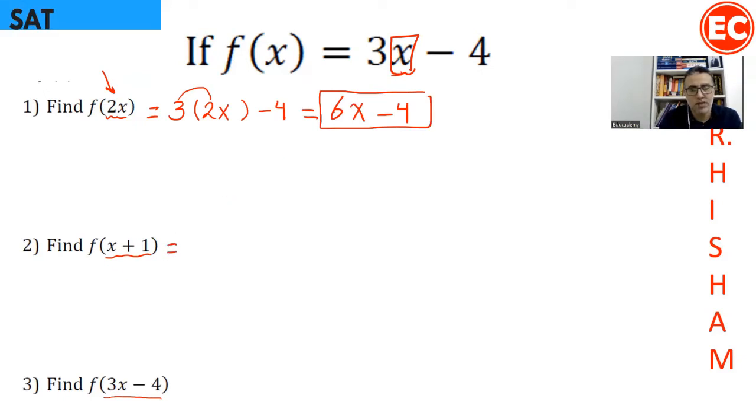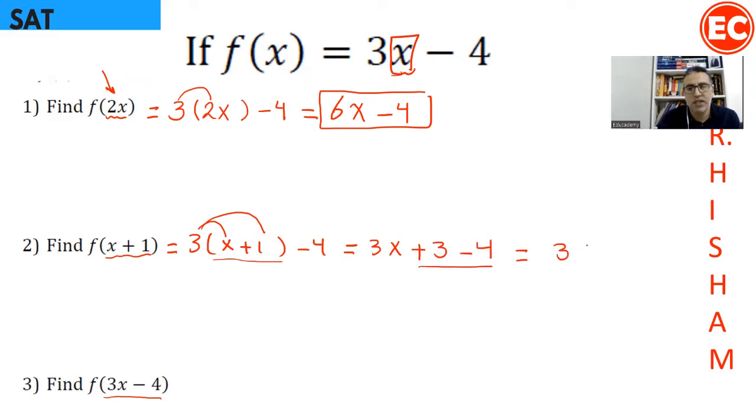For the second one, I'm going to replace x. So notice that I'm writing x as an empty bracket, with x plus 1, minus 4. So I need to expand. 3 multiplied by x is 3x. 3 multiplied by 1 is 3, minus 4. So I have two like terms. So the answer is 3x minus 1.